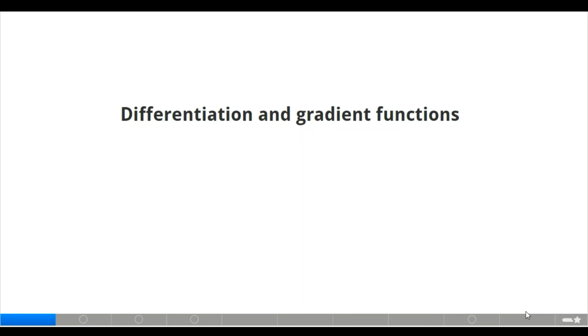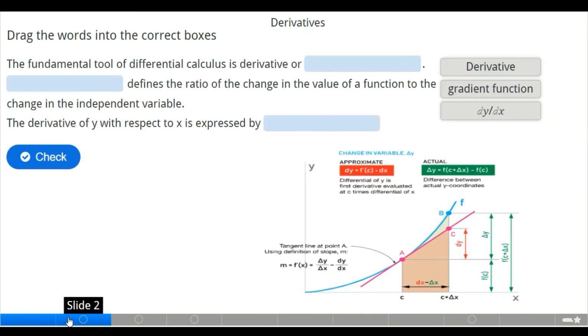Again, we're going to be looking at another topic in our mathematics class, which is differentiation and gradient function. In this class, we have prepared interactive content that will serve as a guide for our class. When we are talking about differentiation, the very first thing that we need to know is a derivative or a gradient function. How do we derive our functions for calculation?